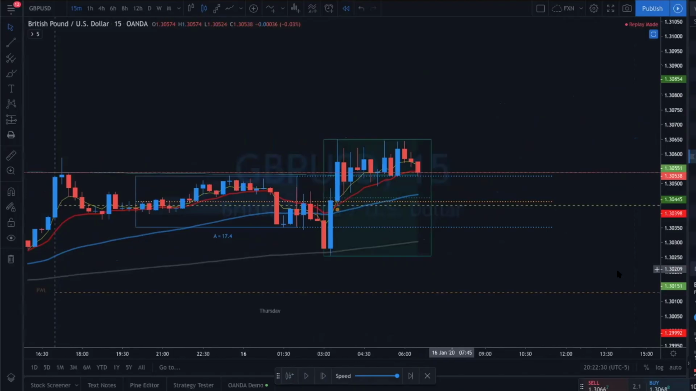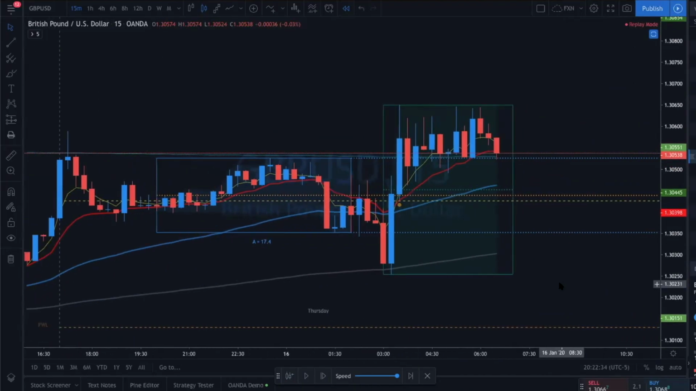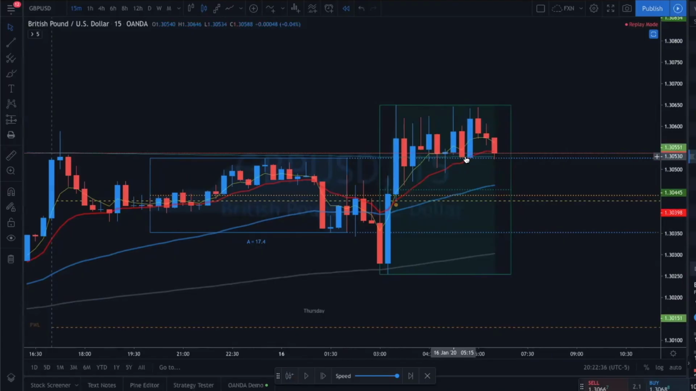So right here, right now, if this is what you saw, what would you be thinking, what would you be waiting for? Can anybody tell me what kind of setup you'd be waiting for on this? Be waiting for the cross back down to go short.